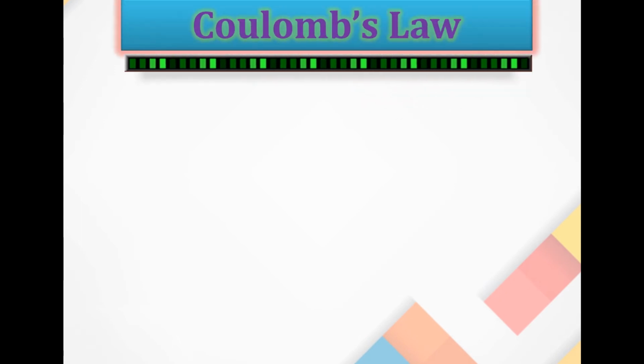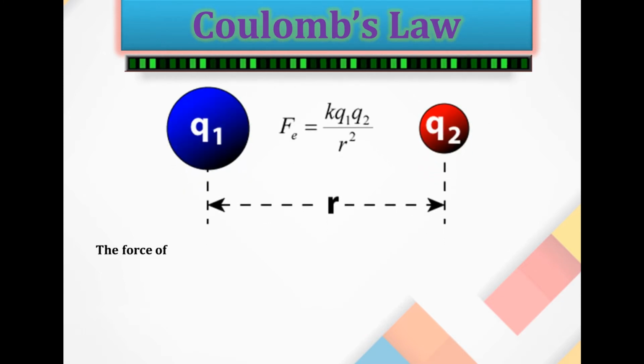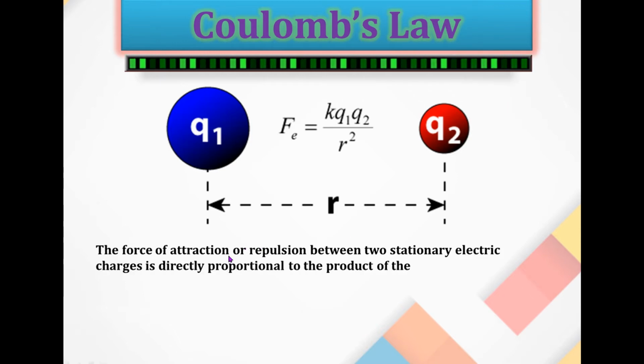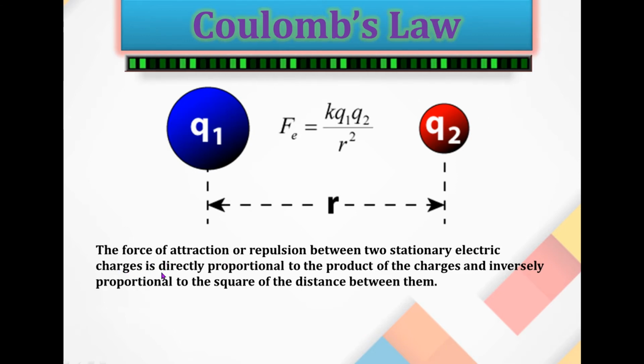Now in today's class we are going to discuss a major concept, that is Coulomb's law. This law was proposed by Coulomb. It states that the force of attraction or repulsion between two stationary electric charges is directly proportional to the product of the charges and inversely proportional to the square of the distance between them. Let's discuss this Coulomb's law in detail now.